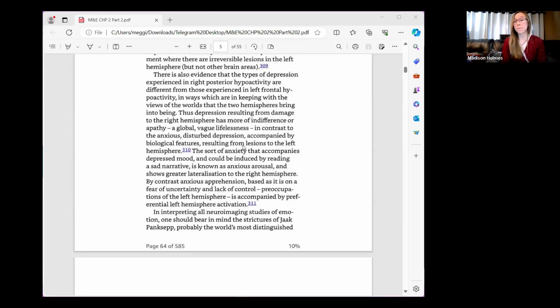Perhaps both. Well, he makes the statement in contrast, a global vague lifelessness in contrast to the anxious, disturbed depression accompanied by biological features, because we have the empathy system in the wheelhouse of the right hemisphere and the internal manipulative reflection. From what I've gathered from his work, because I'm reading some other chapters that you guys are going to get to help explain this in more detail, I actually think that at this stage it's under Macy's line of thinking, that this is just about the individuality.